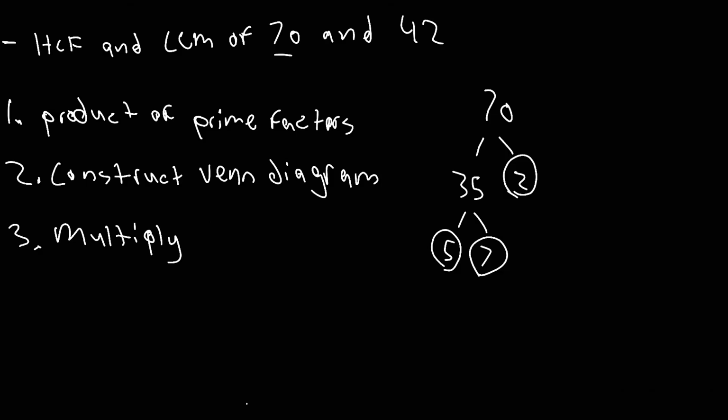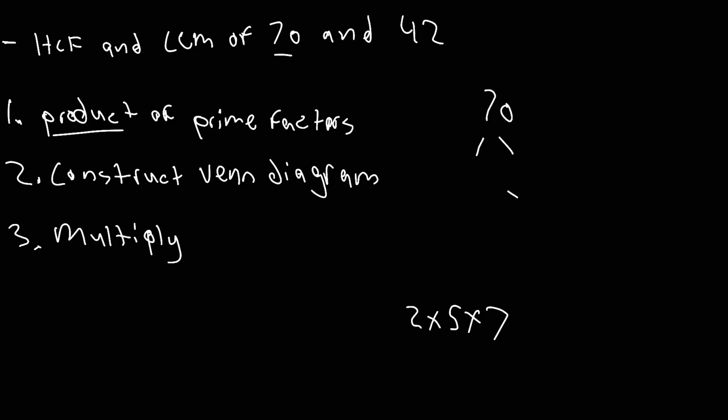And now that I have all the prime numbers, I can write it as a product. Product means multiplying. So basically all of this turns into 2 times 5 times 7. Now, no matter what numbers you put that multiply to give 70 or multiply to give another number, no matter what numbers you put, you will eventually end up with the same answer.